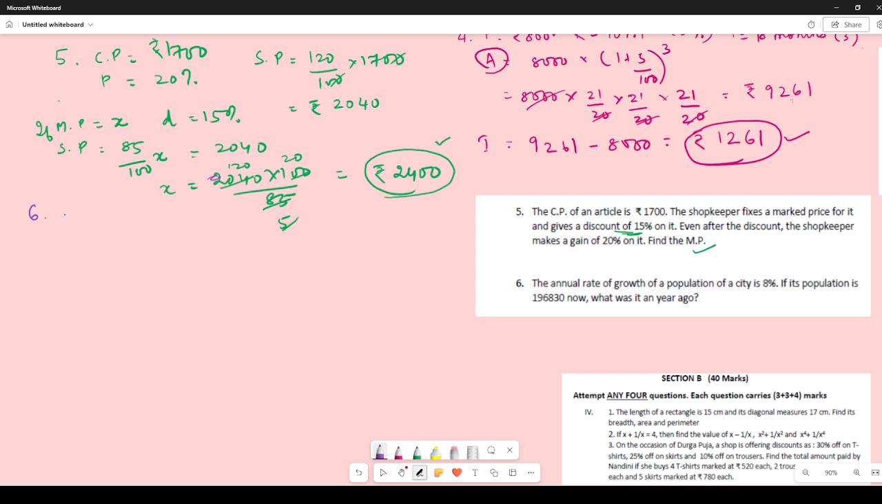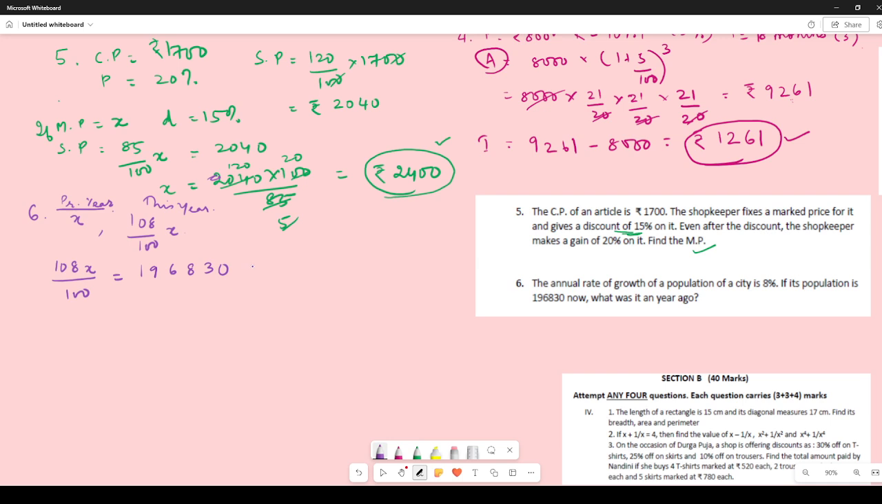the initial population was X previous year, then this year it has become 108 by 100x. So previous year's population was this much, and this year this has become this much. So we already have the numbers for it. So 108x by 100 is equal to what? 196830.